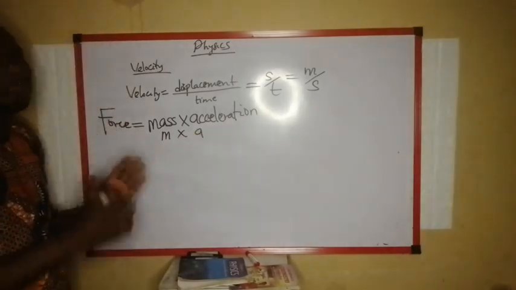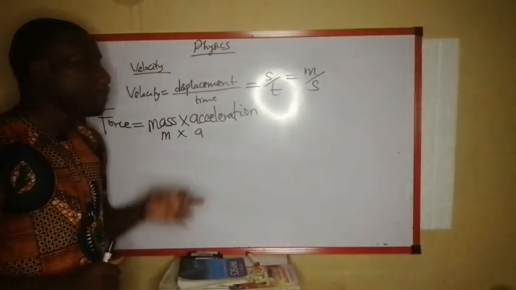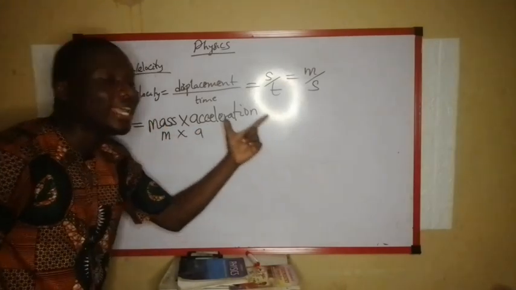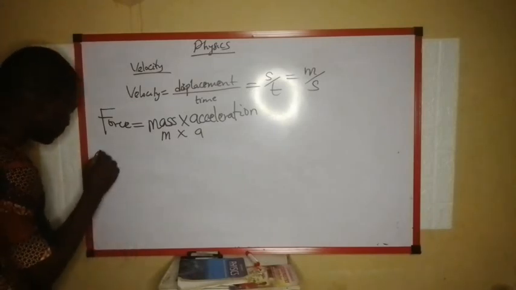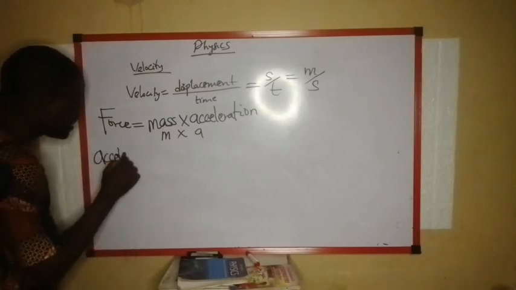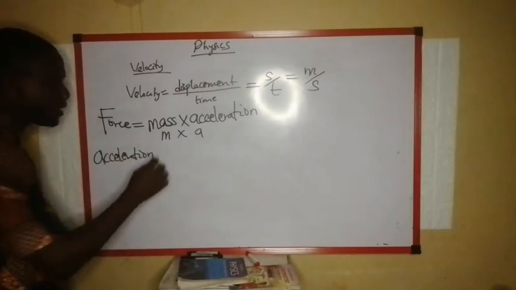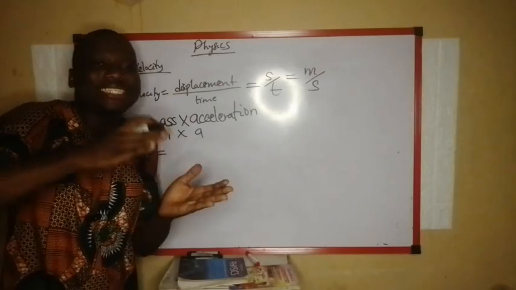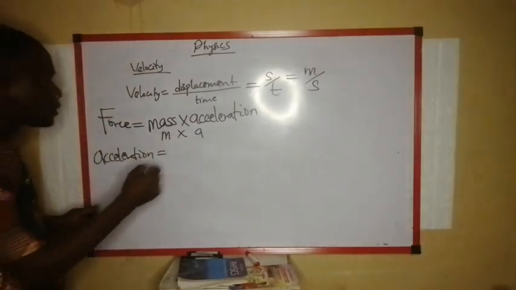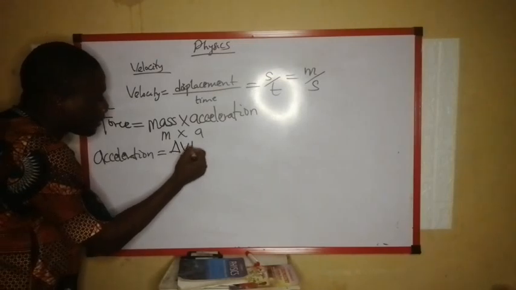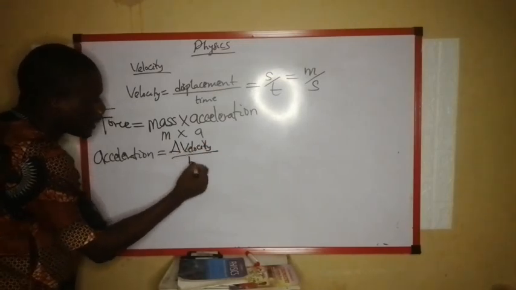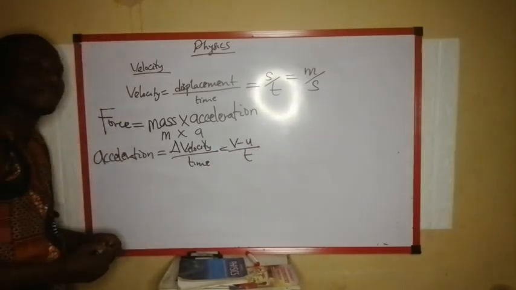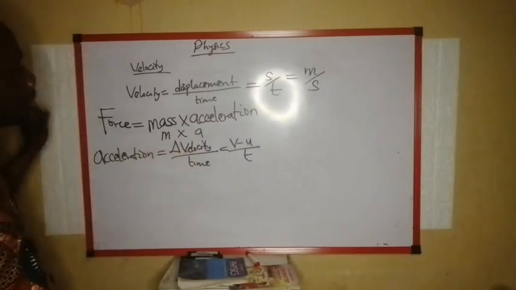So the unit of force can be classified in so many ways. But before I talk about the unit of force, I have to talk about acceleration before I go back to force. So acceleration is the rate of change of velocity with time. So we are talking about change in velocity over time, which is (v minus u) over t.